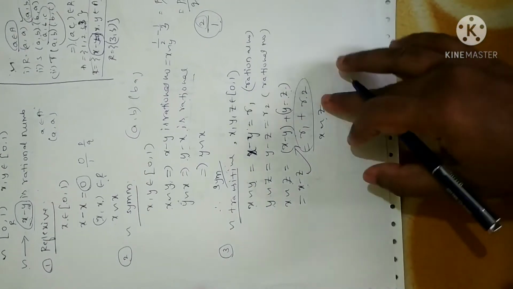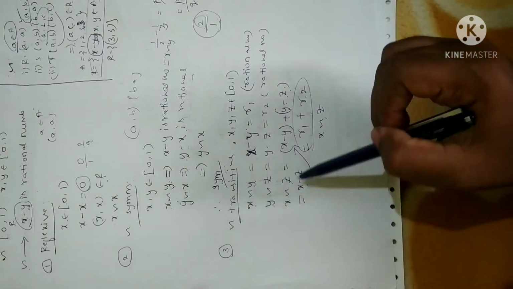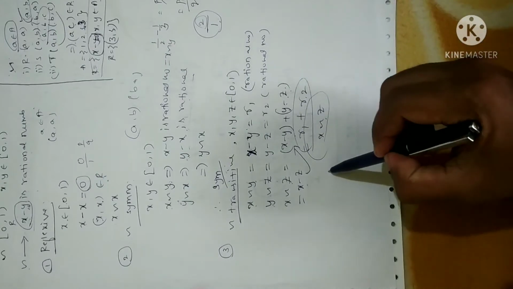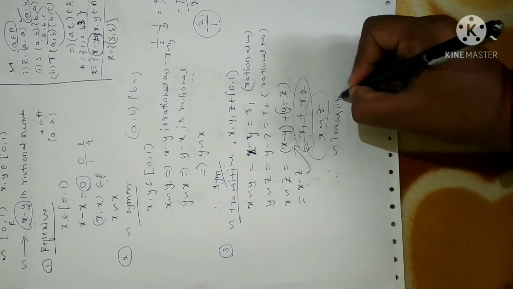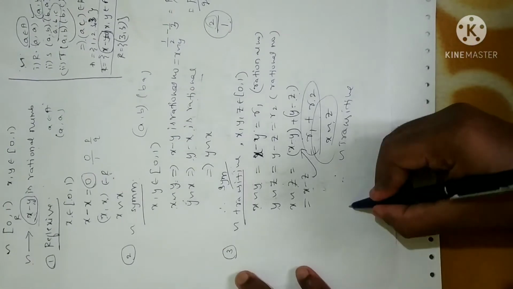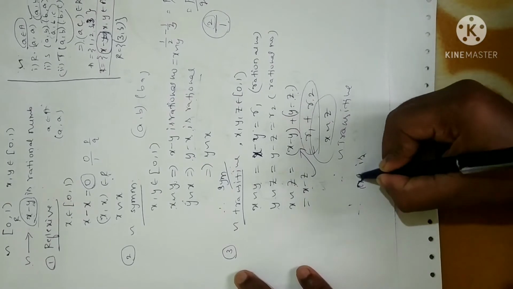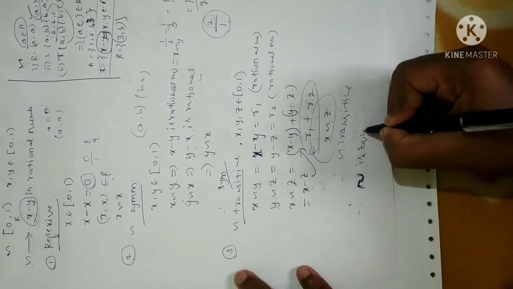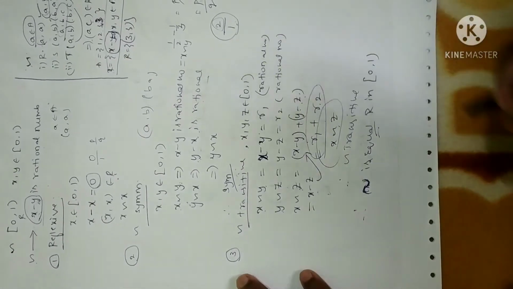So it is just logic. What I have proved is x is related to y and y is related to z, then x is also related to z. Therefore I can say it is transitive. Since it satisfies all the 3 conditions, reflexive, symmetric and transitive, therefore I can say it is an equivalence relation, in the closed interval 0 and open interval 1.